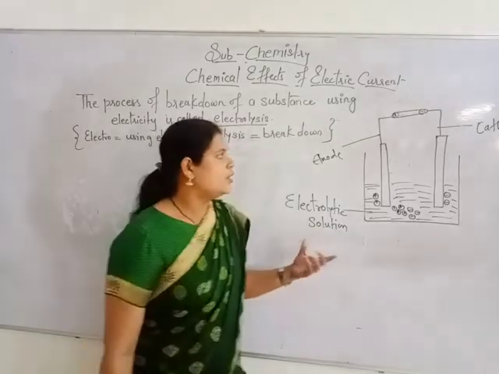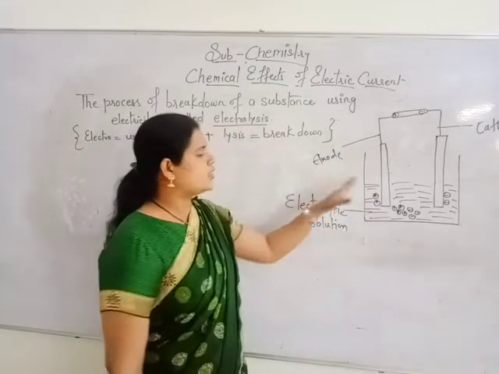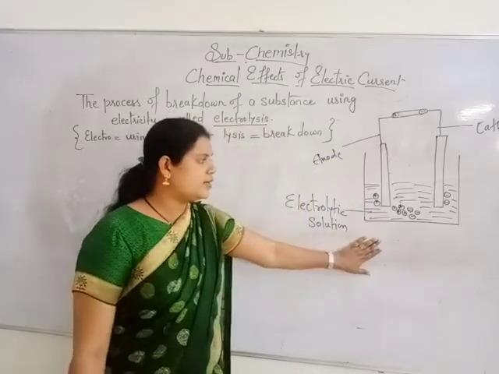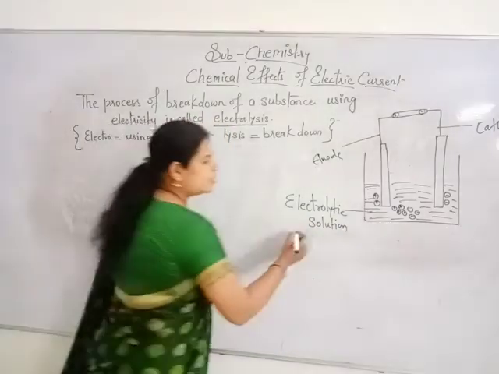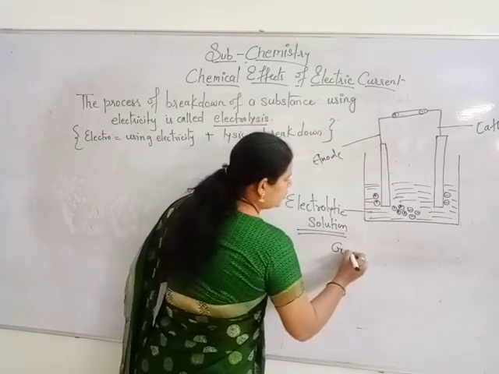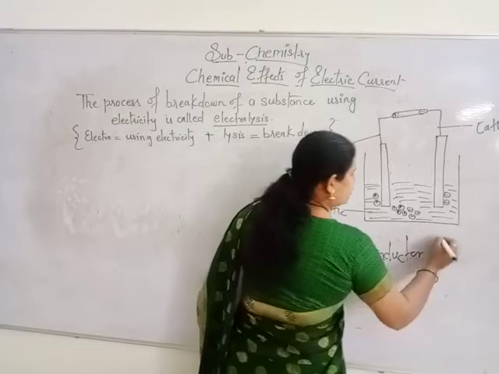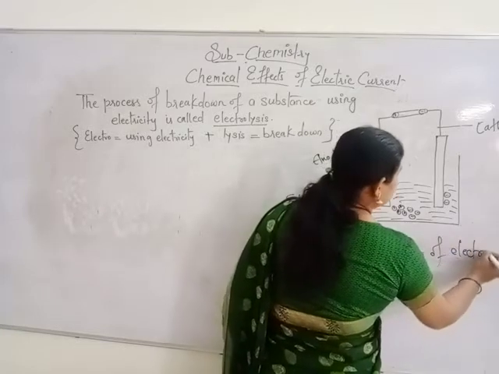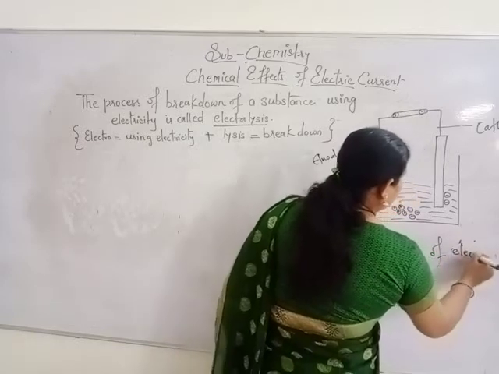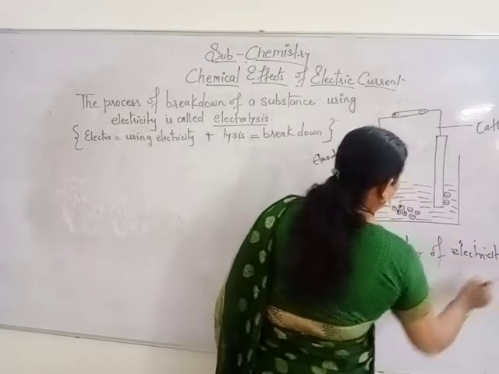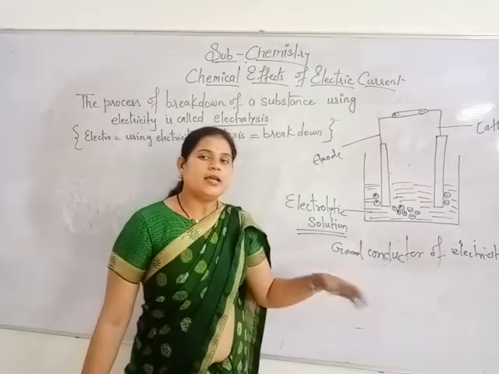Now here you can see that these two electrodes, cathode and anode, are dipped into an electrolytic solution. The electrolytic solution has to be a very good conductor of electricity. It should be a very good conductor of electricity. Which solutions are those?